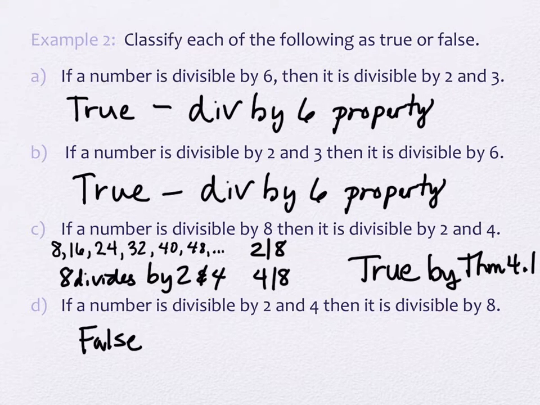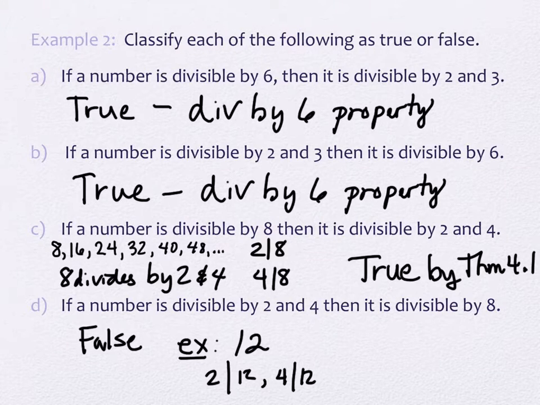False. The easiest way to show that something is false is to give an example that doesn't work, right? Can you give me an example that's divisible by 2 and 4? I like the number 12. Yes, 12 is a good example. 12 divides by 2, 12 divides by 4, but 12 does not divide by 8. So 2 divides 12, 4 divides 12, but 8 does not divide 12. So it doesn't work in both directions, and it is because of that common factor stuff that we looked at before.